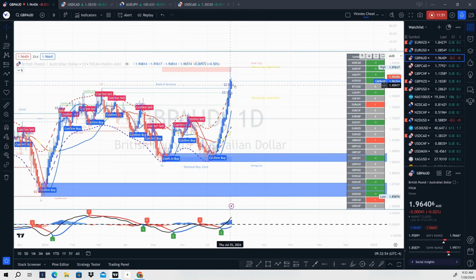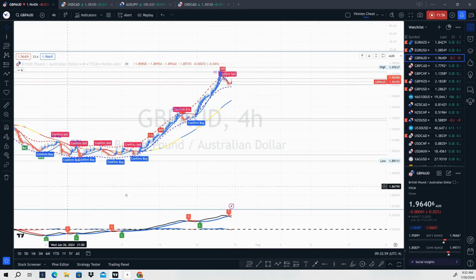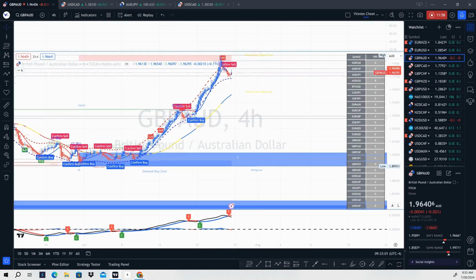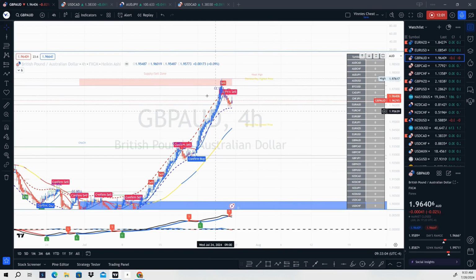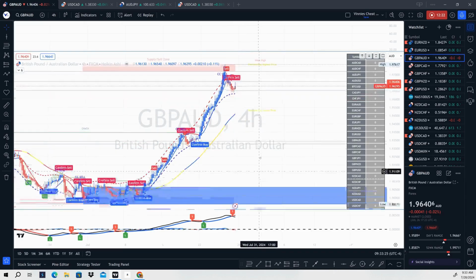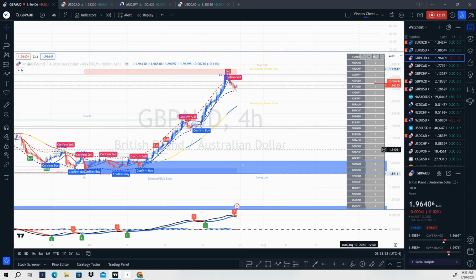How do we get in on this pullback? We simply go to a lower time frame, the 4-hour time frame. The 4-hour time frame is already letting us know that price is getting ready to pull back. Why? We have a cheat code sell signal, divergence, and we have a confirmation sell. Also, the MACD has turned red here on the 4-hour time frame. So now it's time to sell GBP AUD. Okay. We got red candles, red MACD. It's time to sell.